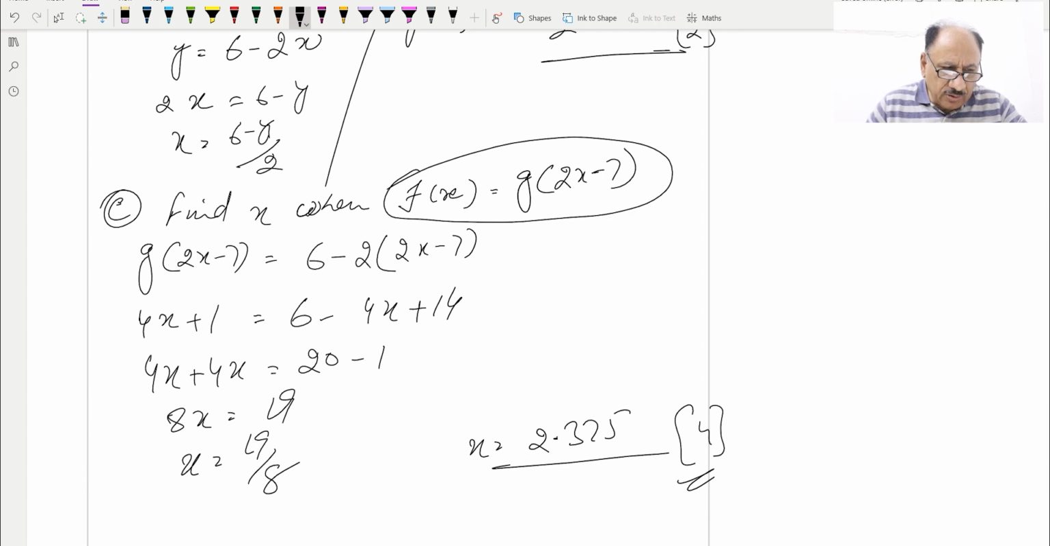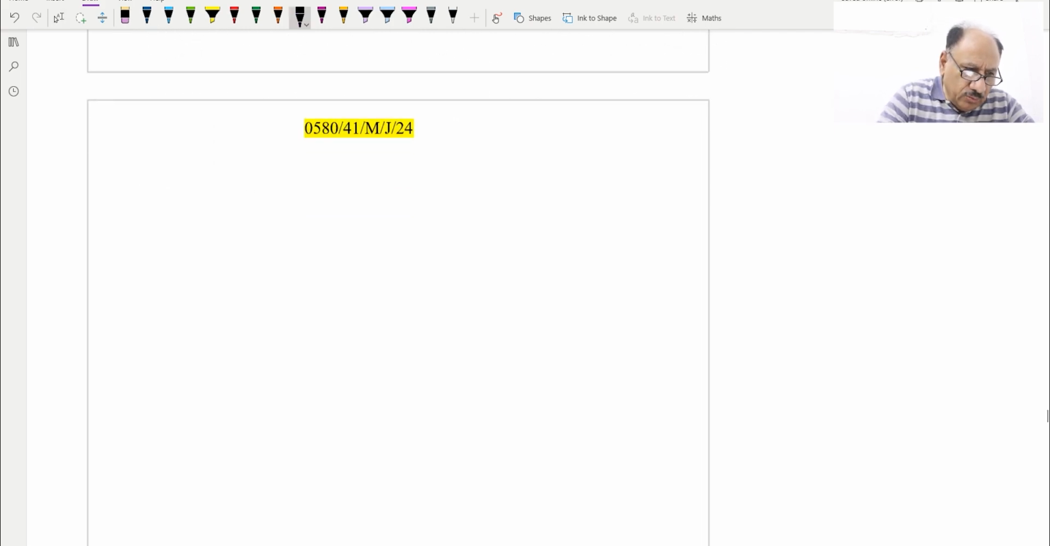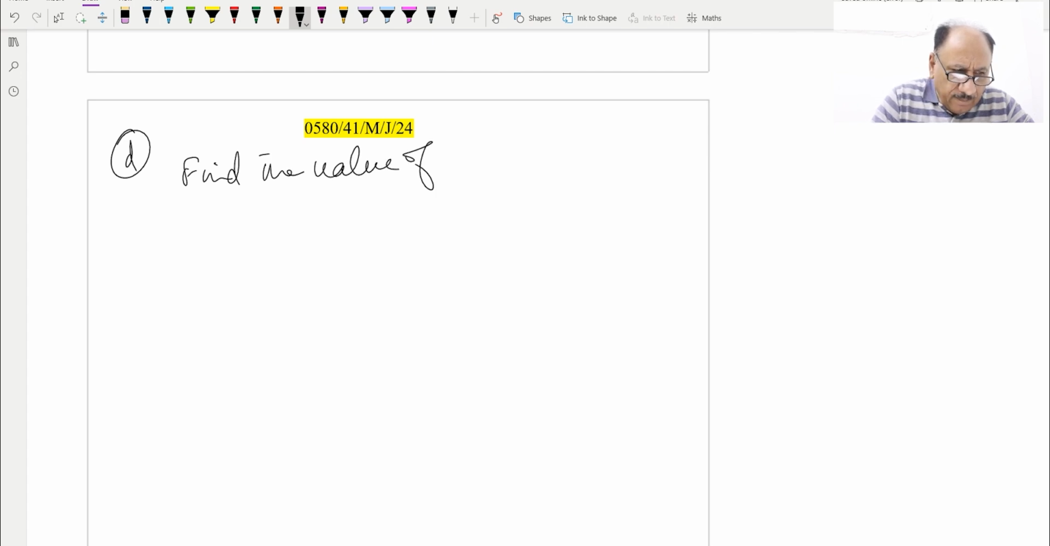Hopefully you understood this. Now for the next part, which is the D part. C part we have done. Now we can do the D part, and the D part says find the value of what? h of h of 2, this one. So h of 2 we will find first. So h of 2 is what?